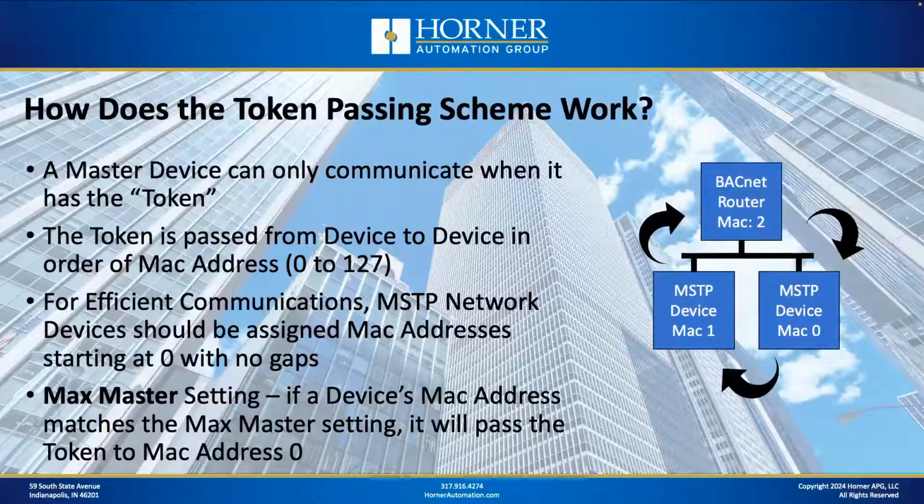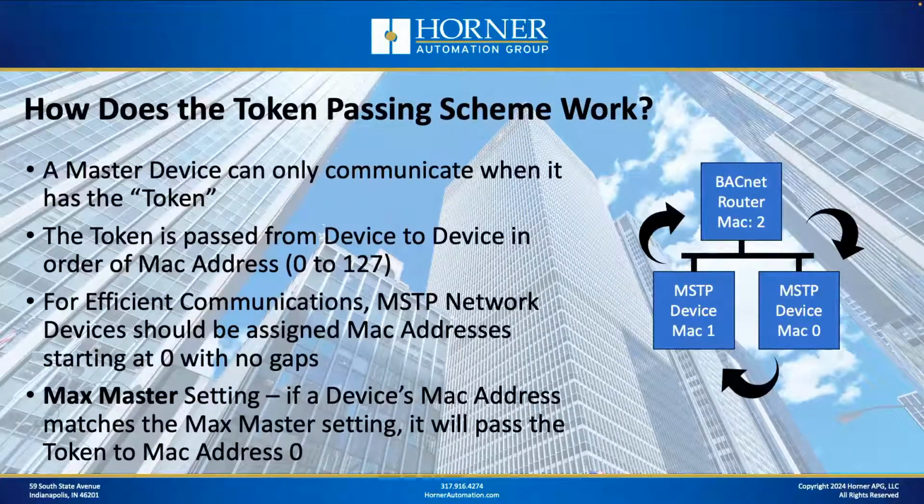Otherwise, it'll cause delays as one device attempts to send the token on to the next address on the list. If I'm MAC address number 3 and I need to send it on to the next device, that would be MAC address number 4. Well, if there is no MAC address number 4 and the next one happens to be MAC address 52, there's going to be a long delay while I attempt to send the token on to the next MAC address. So you want them to be consecutive.